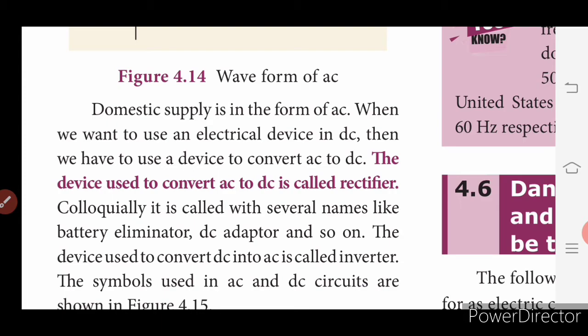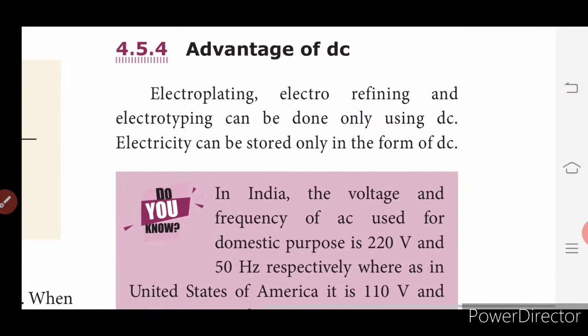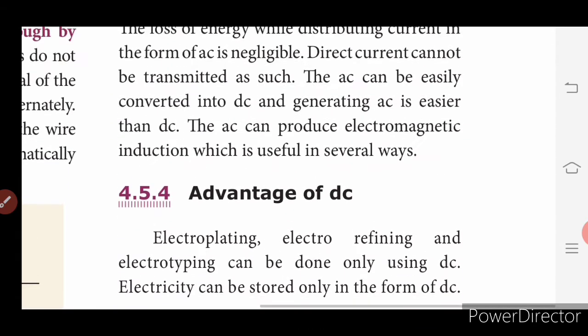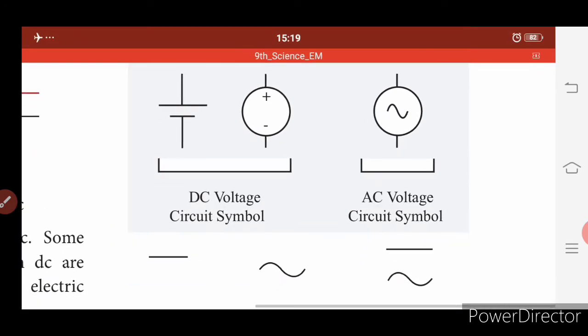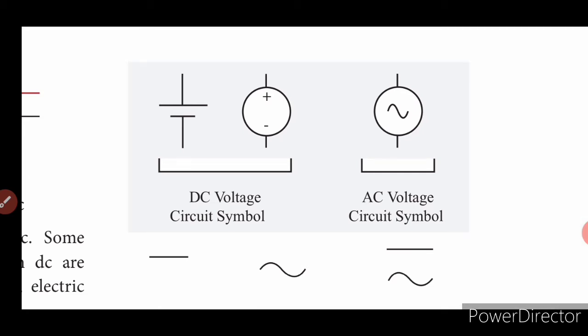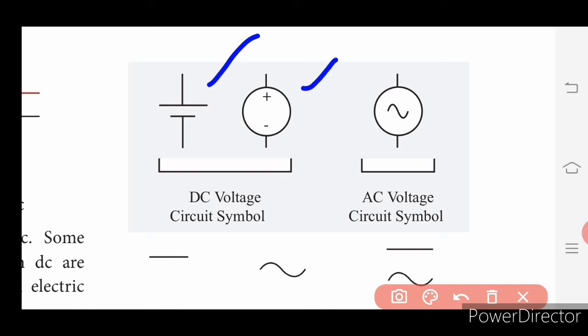Okay, next, see the diagram for the DC voltage circuit symbol and the AC voltage circuit symbol. Symbols are very, very important. The DC voltage circuit symbol is a positive and negative sign, or you can draw it like this in a circle. This is direct current. Whereas in alternating current, you have to draw this zigzag line, because the current always gets altered in alternating current. So you have to draw like this for alternating current.